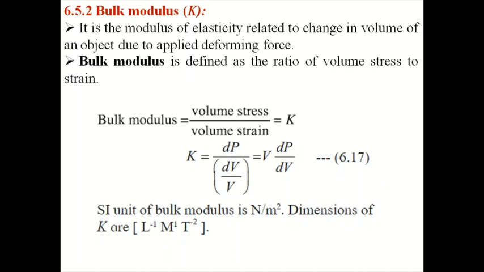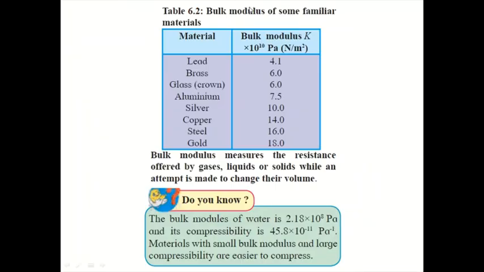So bulk modulus is defined as the ratio of volume stress to volume strain, and bulk modulus is denoted by capital K. Volume stress is dP and volume strain is dV by V. So K is equal to dP by dV, and the SI unit of bulk modulus is Newton per meter square, with the same dimension of pressure, L minus 1 M1 T raised to minus 2.